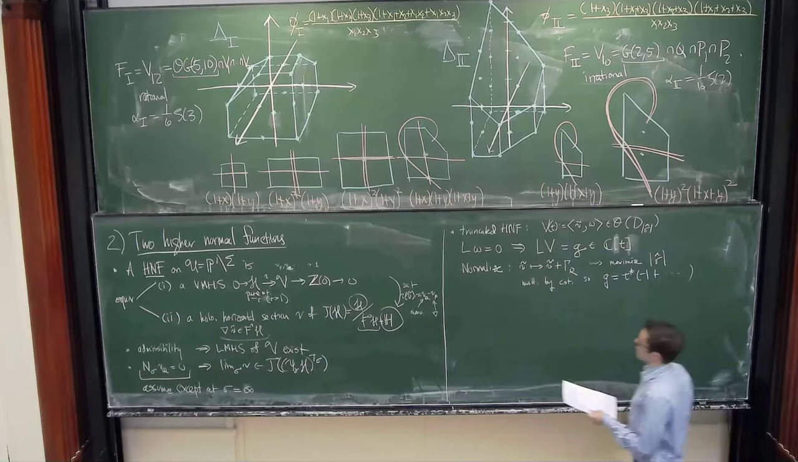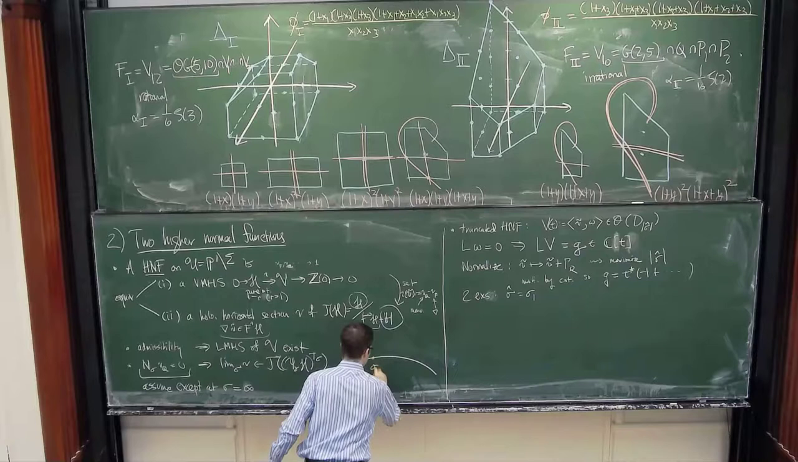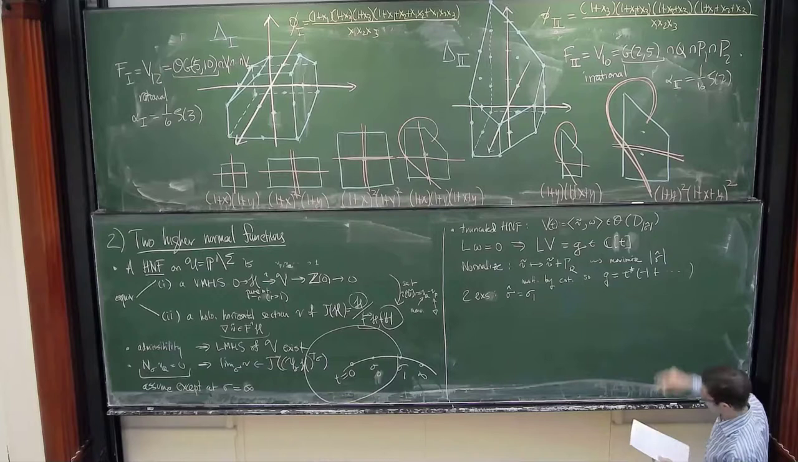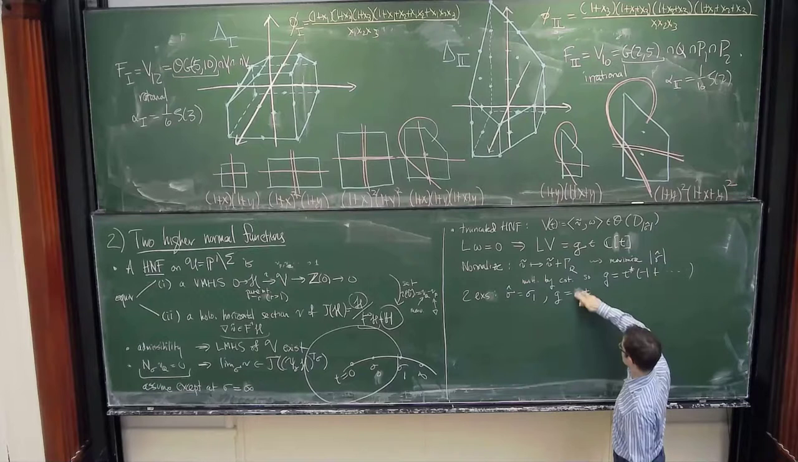So in the two examples, we have sigma hat equals sigma 1. Remember the picture was 0, sigma 0, sigma 1, infinity in T. So in other words, this higher normal function has the big radius of convergence, and G is just a constant times T. In other words, I normalize so that I have G equals minus T.